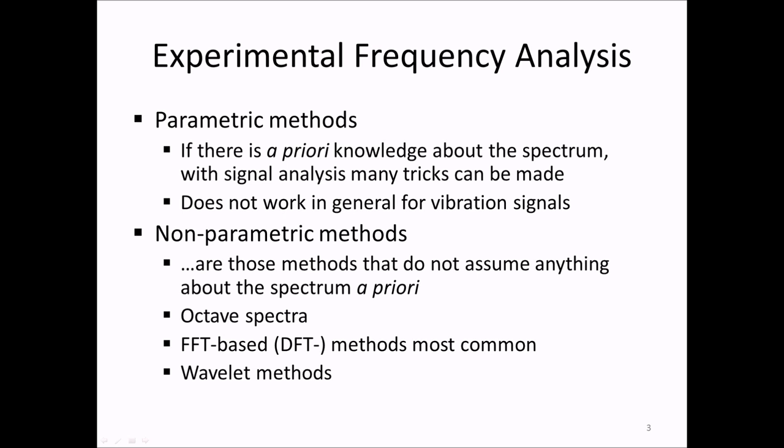These methods are methods for which you do not need to know anything a priori. Examples of non-parametric methods for spectrum estimation are the octave spectra that we have talked about before in this course, then FFT-based methods that we'll discuss today, and then wavelet methods, which are very common and quite popular today, although we will not cover these as they don't really add anything that you cannot obtain with octave or FFT-based methods.